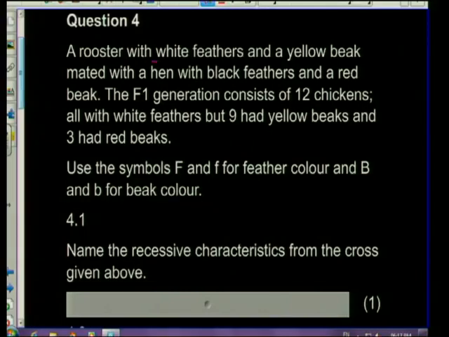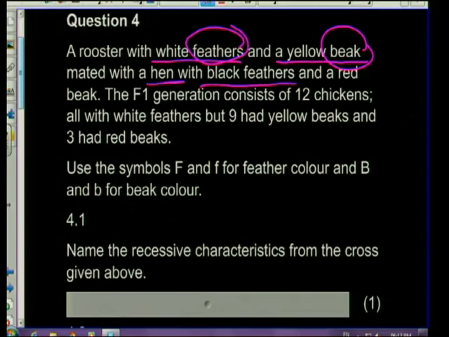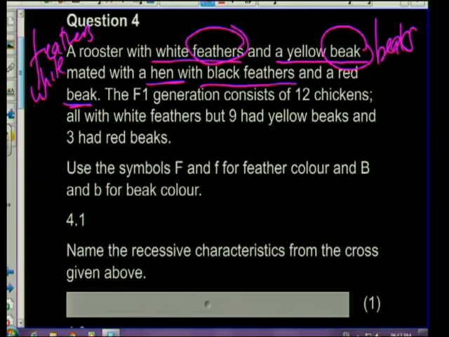A rooster with white feathers and a yellow beak. Can you see they're talking about two characteristics? They're looking at feathers and they're looking at the beak, mated with a hen with black feathers and a red beak. So we're looking at feathers and beaks. Feathers are either white or black. Beaks are either yellow or red. I'm writing this; you should be writing it at the end of your question.